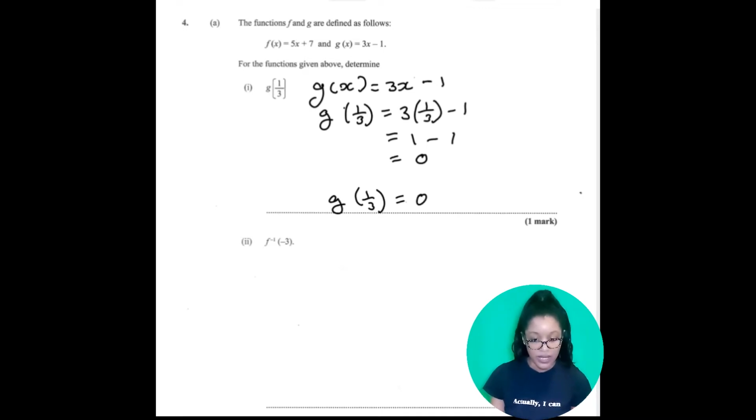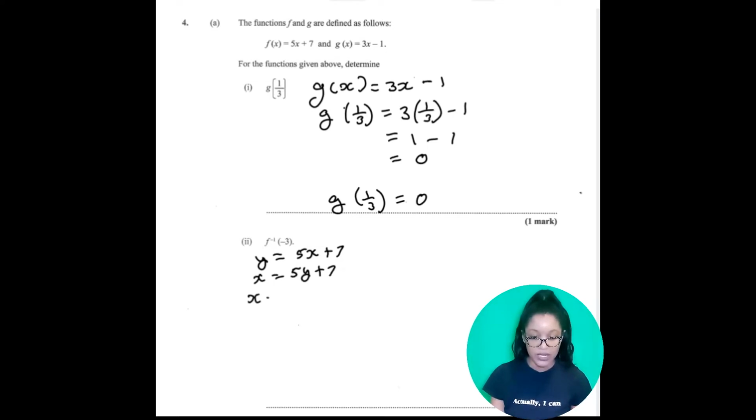Second question, f inverse of -3. So we're using the function f of x. We put y equal to f of x, which is 5x plus 7. We interchange x and y, so we get x is equal to 5y plus 7. Then we make y the subject of the formula.